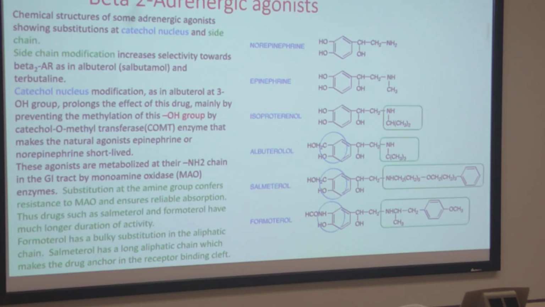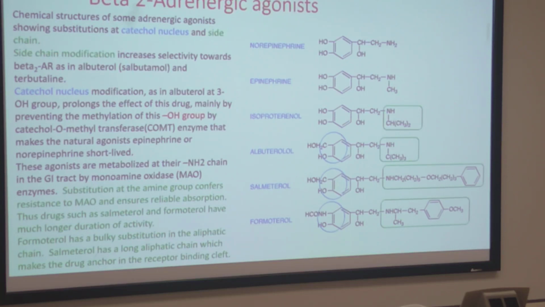One of them is isoproterenol. In isoproterenol, see the NH group, there is a methyl group in epinephrine. That methyl group is further extended by adding more methyl groups to it, and that makes isoproterenol even more potent than epinephrine or norepinephrine, and it becomes more stable. So in recent lab pharmacology of beta-adrenergic receptors, the preferred agonist is isoproterenol. Okay.